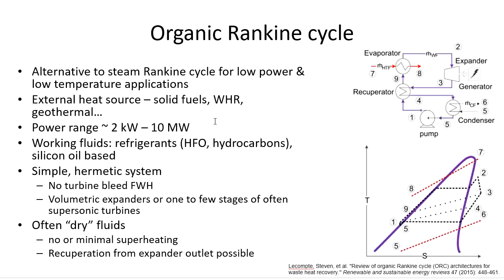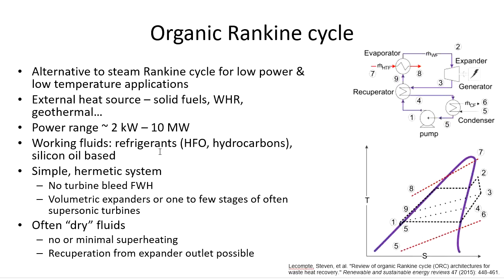As the name says, organic Rankine cycle, so the working fluid is organic based, and typically those are either some refrigerants, both hydrofluorocarbons or also alkanes, hydrocarbons can be used, or other working fluids can include, for example, some silicon oil. The whole system is typically hermetic, compared to large steam power plants rather simple, and that is both with respect to configuration as well as to distinct components.